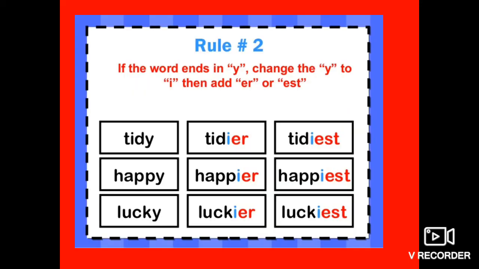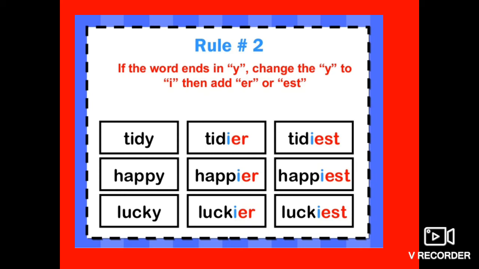Now what is rule 2? If the word ends in y, change the y to i, then add er or est. As you have done in the earlier rule, you'll have to add er and est to make it comparative and superlative. But if that adjective ends with y, you will have to remove y and add i to it. For example, tidy.